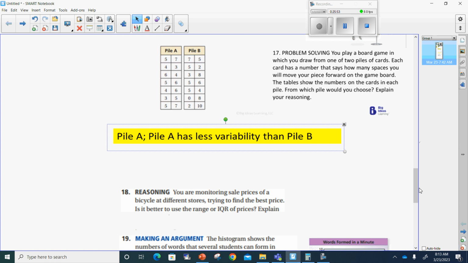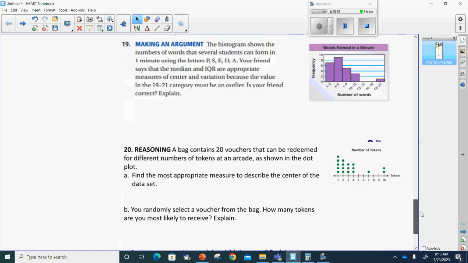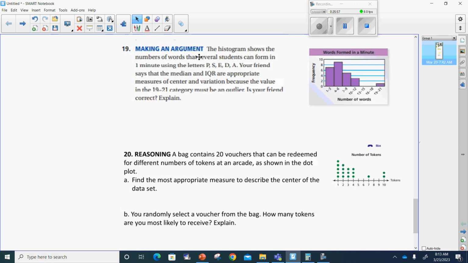All right, let's go to number 19. 19 says the histogram shows the number of words that several students can form in 1 minute using letters P, S, E, D, A. Your friend says that the median and interquartile range are appropriate measures of center and variation because the value of 19 to 21 category must be the outlier. Okay, is your friend correct?